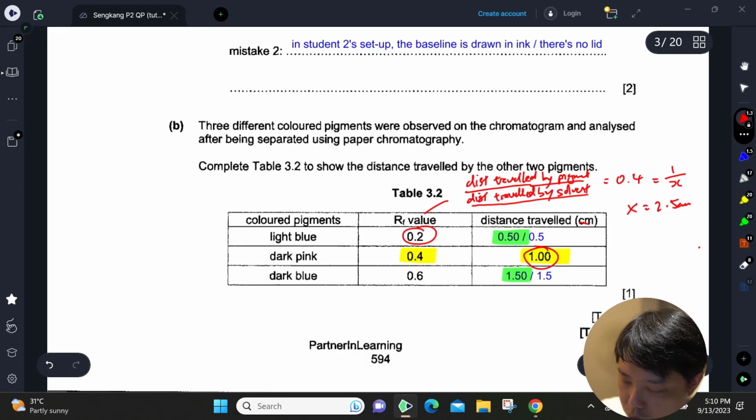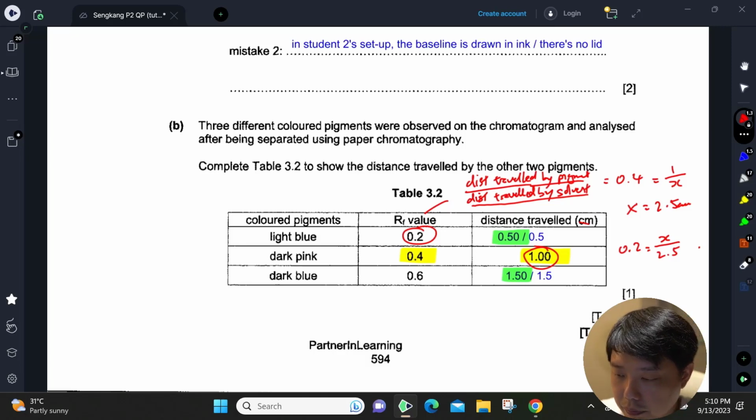So how do you do that? Your RF value is 0.2 equals unknown over 2.5. So 0.2 times 2.5, your x is 0.5. That's how you can find the distance travelled by the pigment.